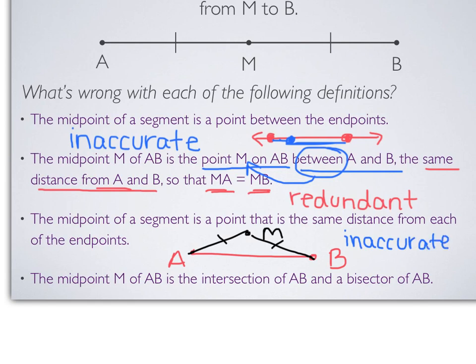And the last one. The midpoint M of segment AB is the intersection of AB and a bisector of AB. Well, technically that is true. That's a perfectly fine definition. The problem is, this early in the year, is bisector a commonly understood term? Would you know what bisector was if you were just trying to figure out what a midpoint was? Not necessarily. So this uses words that are not commonly defined. Okay, so those are some of the issues we run into with definitions.